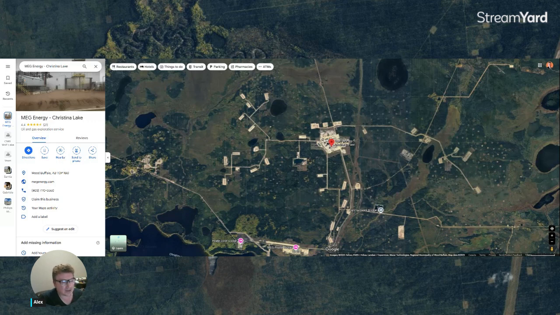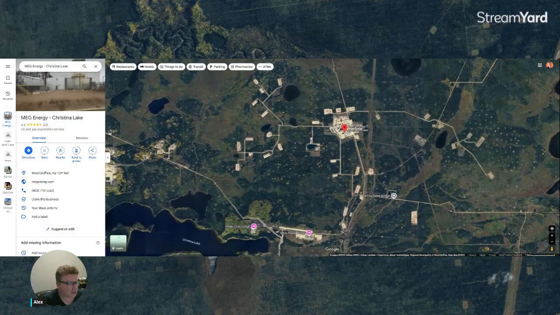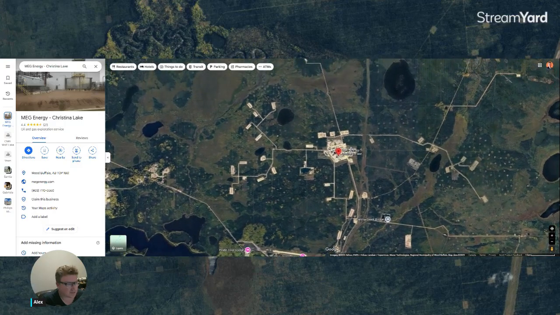By the way, I'm probably going too much over MEG because I'm setting the background for all other assets. So then when we look at them, we don't have to talk about each CPF. We can just say, okay, this is kind of what's going on here. Okay, do we have any questions associated with Christina Lake MEG Energy?